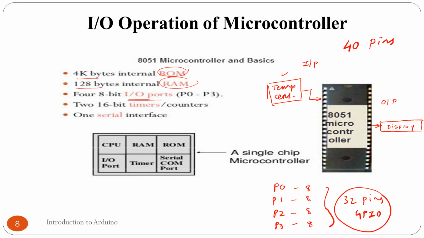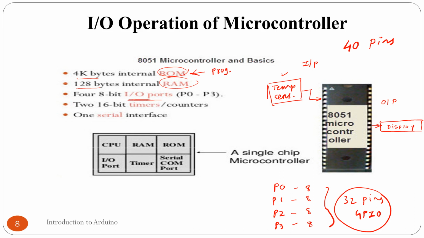Now it has 4 kilobytes of internal ROM memory. ROM is a memory where we normally store the program. For example, suppose you want to read this temperature sensor data and display it on a display device. For that purpose you have to write a program and store this program inside the microcontroller's ROM memory. Please remember, it is very important: in a microcontroller, the program is always stored inside the ROM memory, that is read only memory.